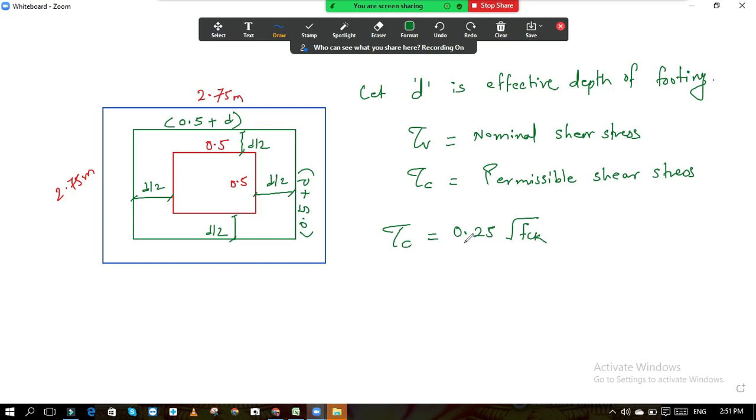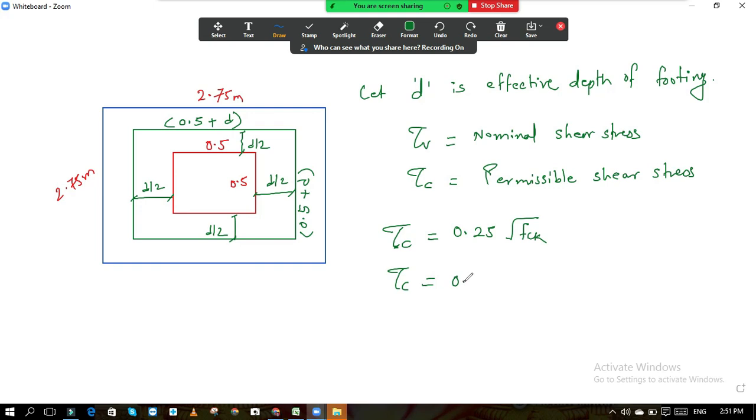Tau c is equal to... where the formula for tau v is given, right, near that, on the next page probably, you will get this formula for tau c. Okay. So tau c is equal to 0.25 under root fck.